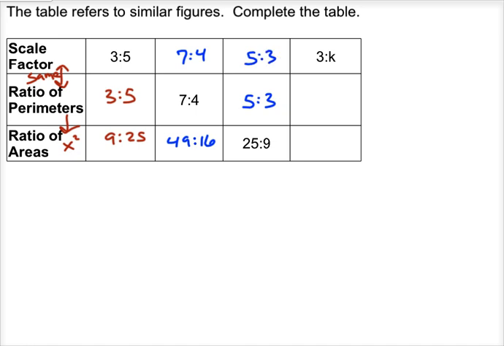And the last one, the scale factor is 3 to k, the perimeter is going to be the same thing, so it's going to be 3 to k, and now I just need to square these to get to the ratio of the areas. 3 squared is 9, k squared is k squared.